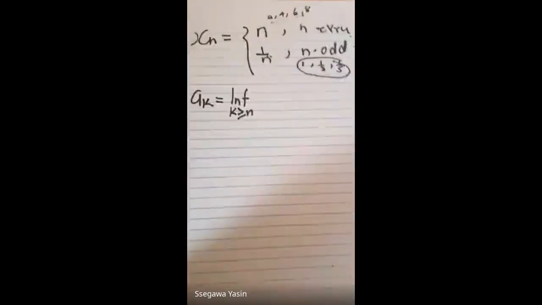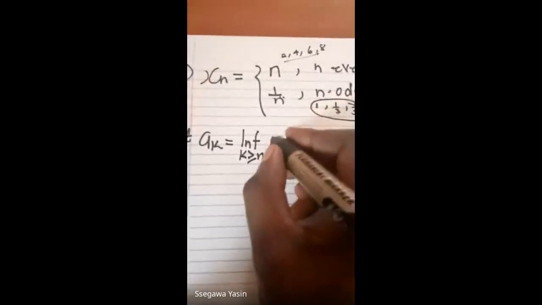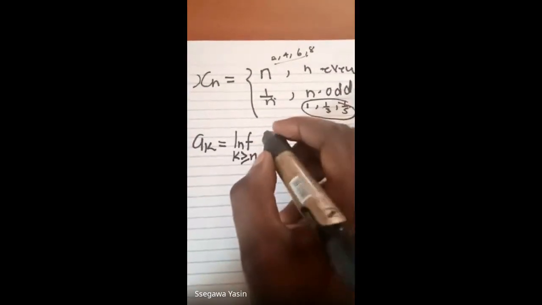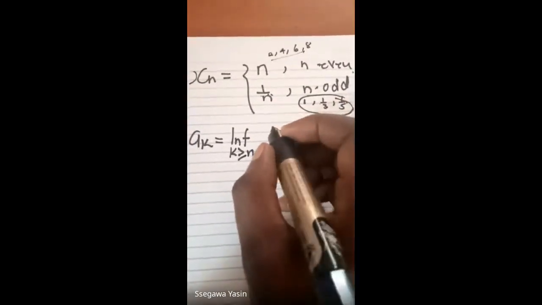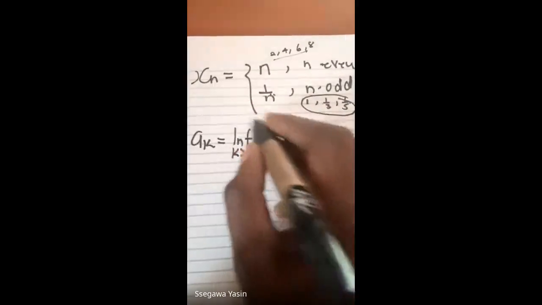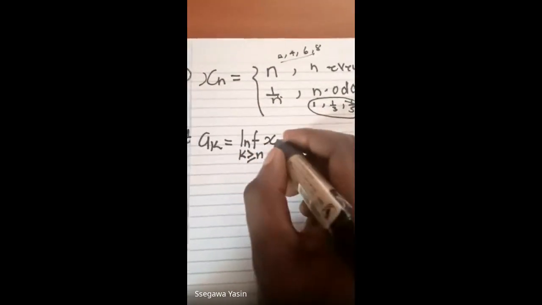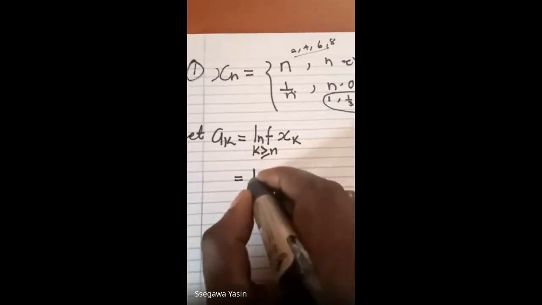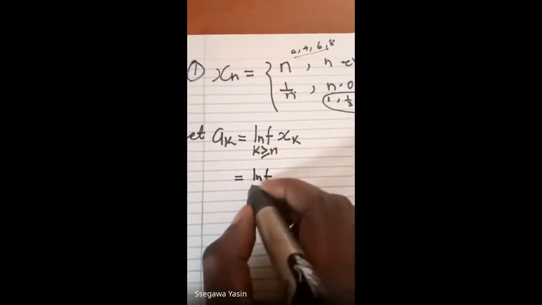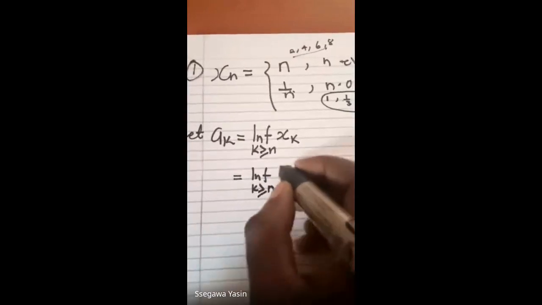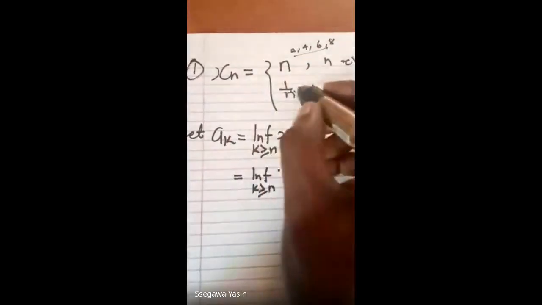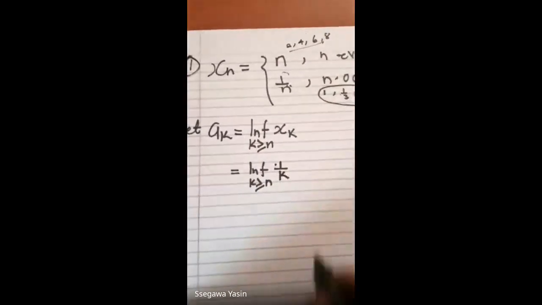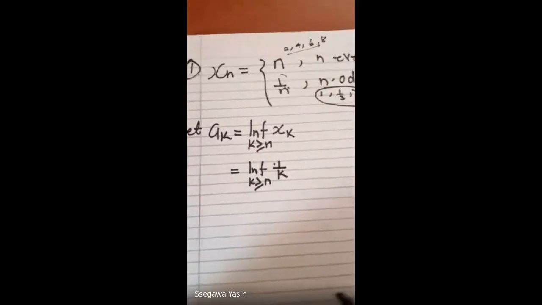Okay, we can use it, it's okay. We can say this is xk, and then this one equals the infimum of this, k greater or equal to n, of this is the sequence we are now picking, 1 over k, or 1 over x, or 1 over n.